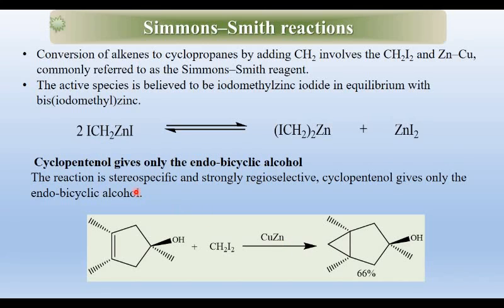Cyclopentenol gives the only endo-bicyclic alcohol. In this reaction, sonication is used to promote the reaction. The reaction is stereospecific and strongly regioselective. Thus, it has been found that cyclopentenol gives only the endo-bicyclic alcohol, while the exo-bicyclic alcohol is not formed here.